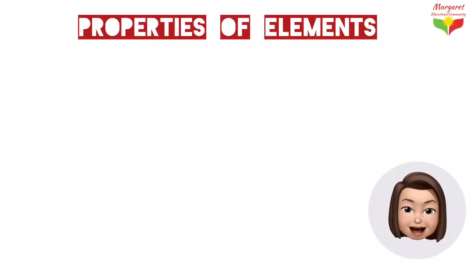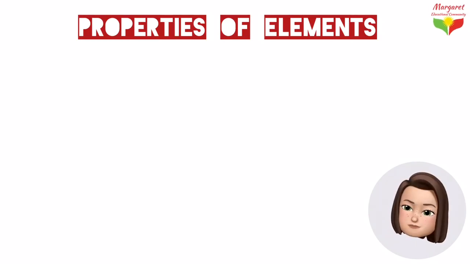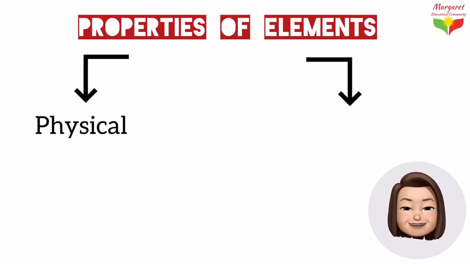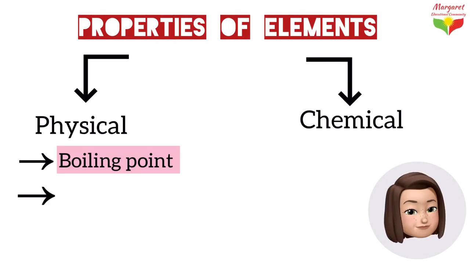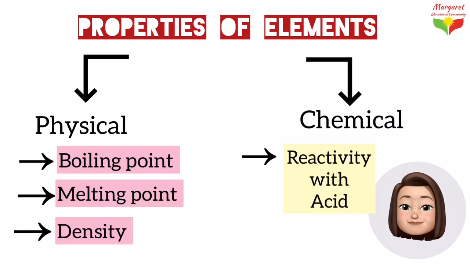Each element has properties. These properties refer to qualities or attributes that distinguish one sample of element from another. These properties are generally grouped into two categories: physical property or chemical property. The physical properties include boiling point, melting point, and density. Chemical properties include reactivity with acid.